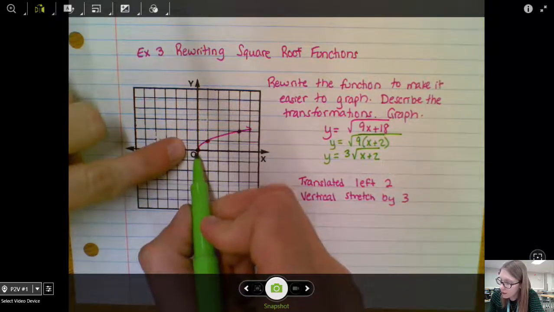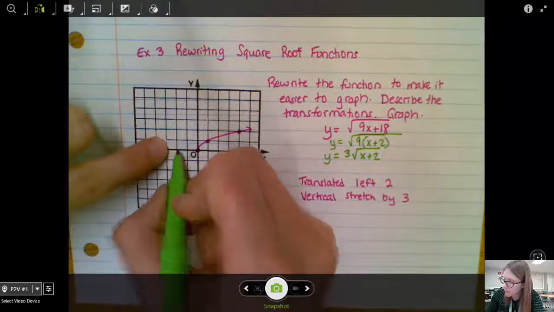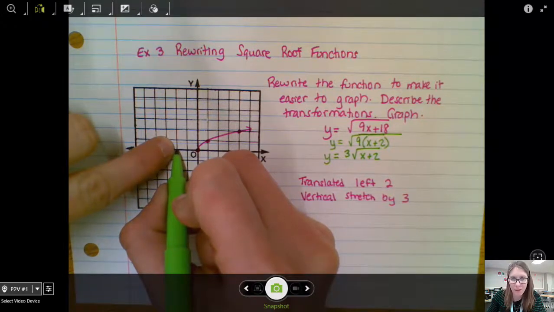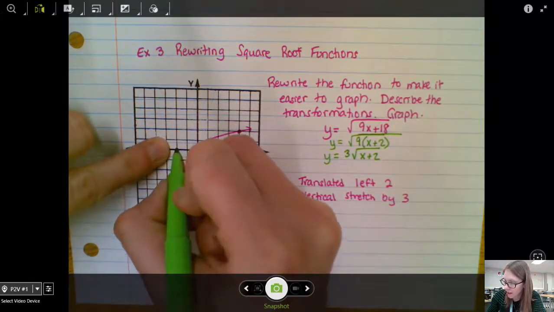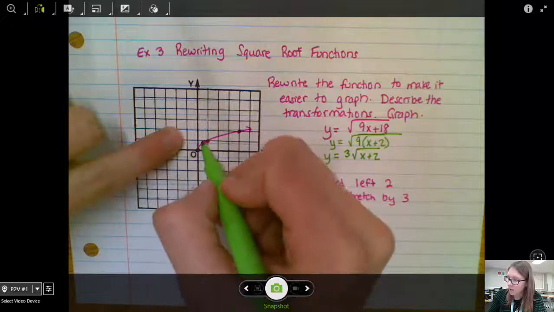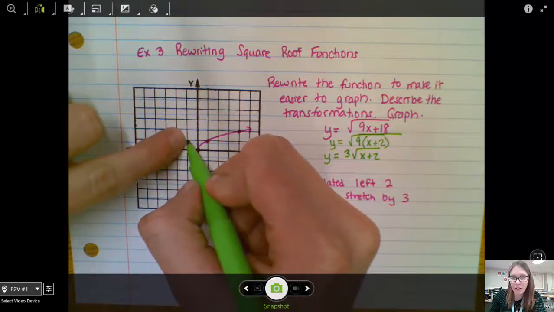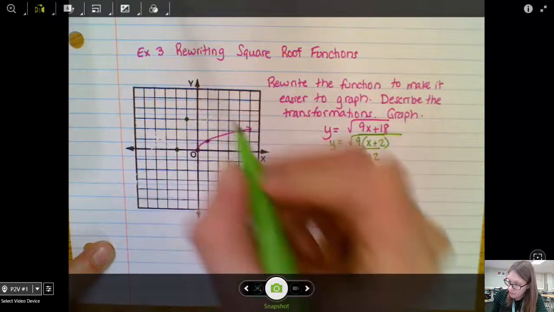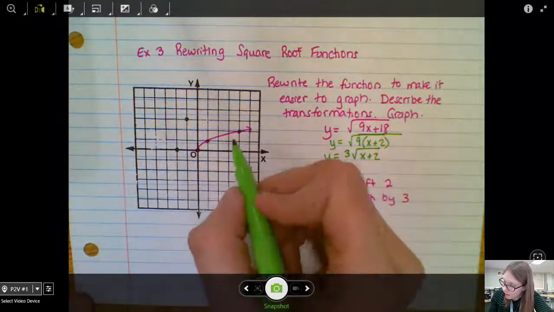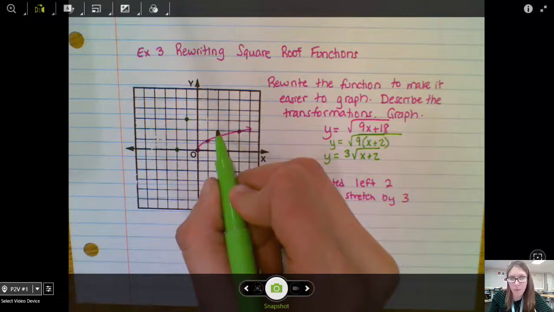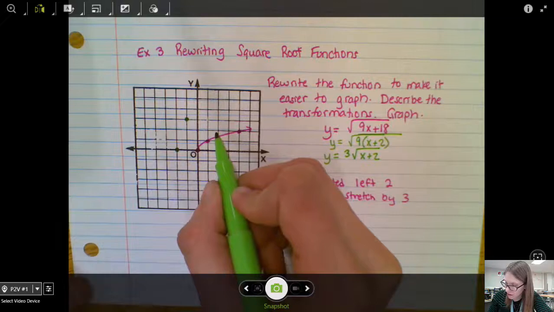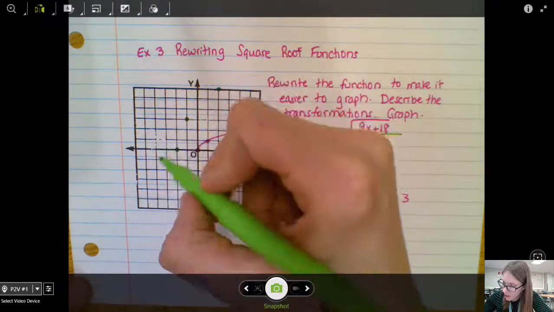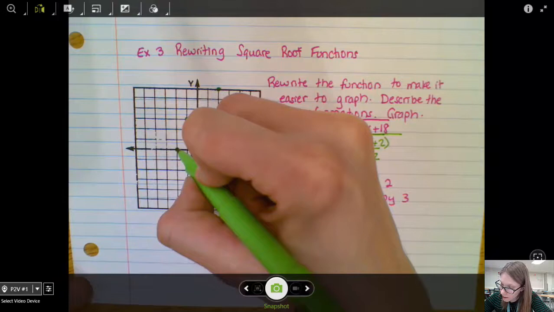So if I go left 2 and then multiply my y value by 3, well, I stay here. If I go left 2, now I need to multiply my y value by 3. My y value right now is 1 multiplied by 3 gives us 3. And go left 2, and then I multiply my y value by 3. My y value right now is 2 times 3 is 6. This down here is still my endpoint for my square root function.